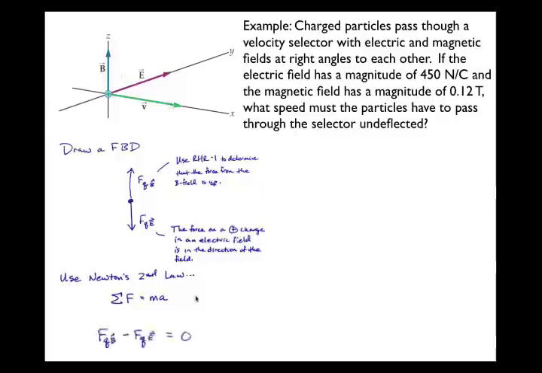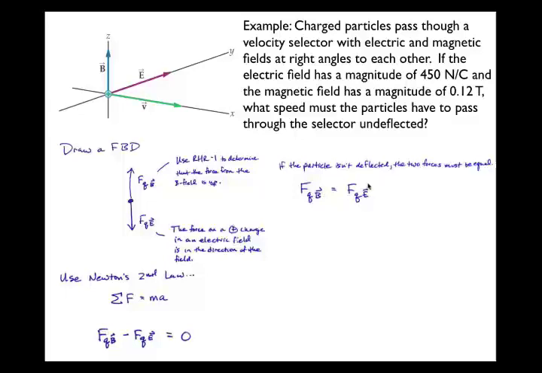Well, if we have no deflection, we would like the acceleration to be 0. And what does that tell us? Well, it tells us that the two forces have to be equal to each other if there's no net deflection. So the force on the charge from the magnetic field equals the force on the charge from the electric field.